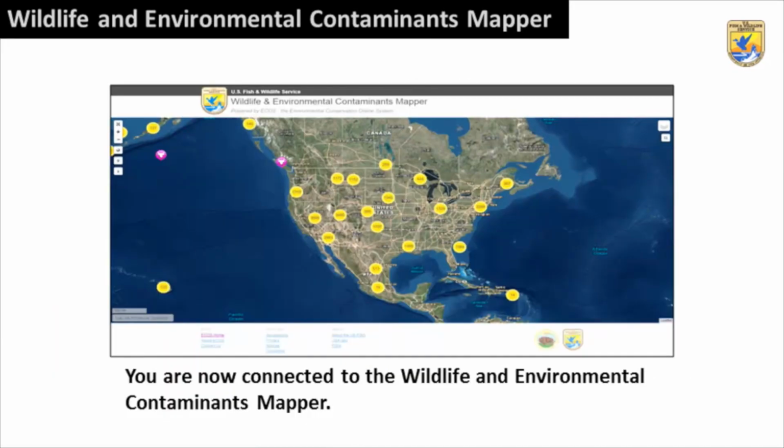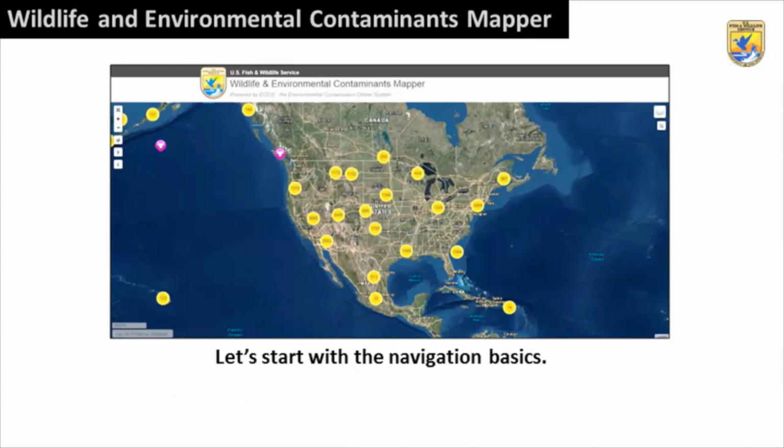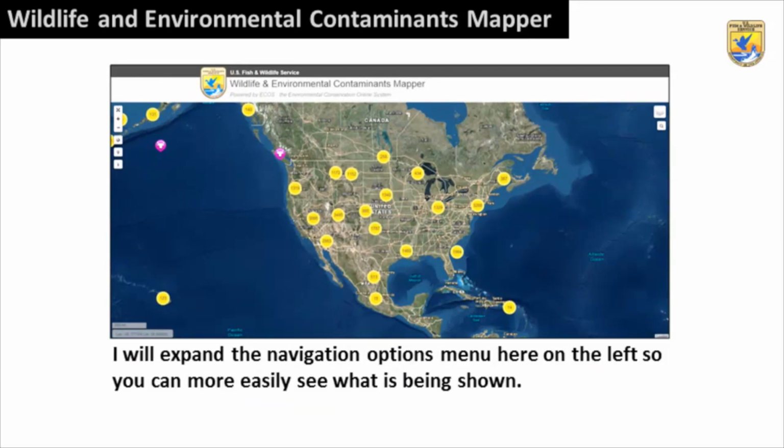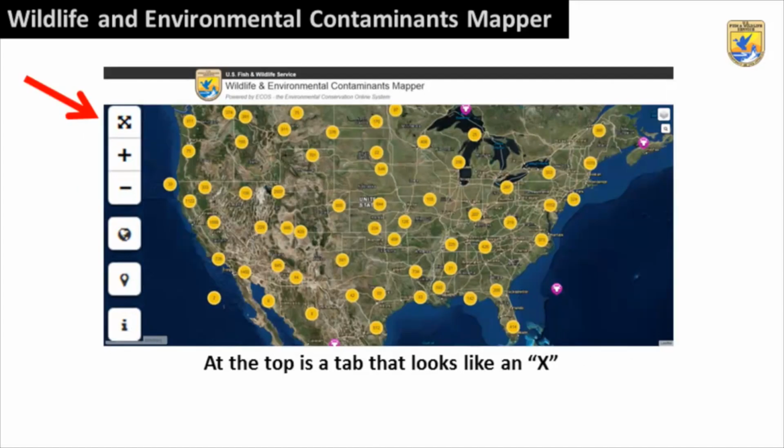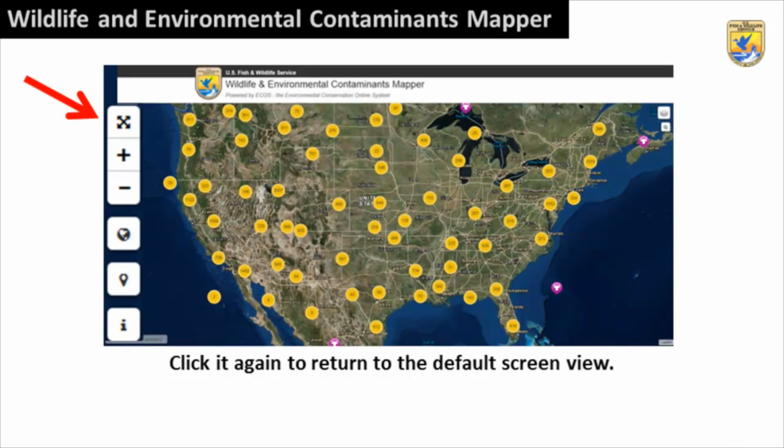You are now connected to the Wildlife and Environmental Contaminants Mapper. Let's start with the navigation basics. I will expand the navigation options menu here on the left so you can more easily see what is being shown. The top three tabs allow you to change screen views. At the top is a tab that looks like an X. Click this once for a full screen view. Click it again to return to the default screen view.